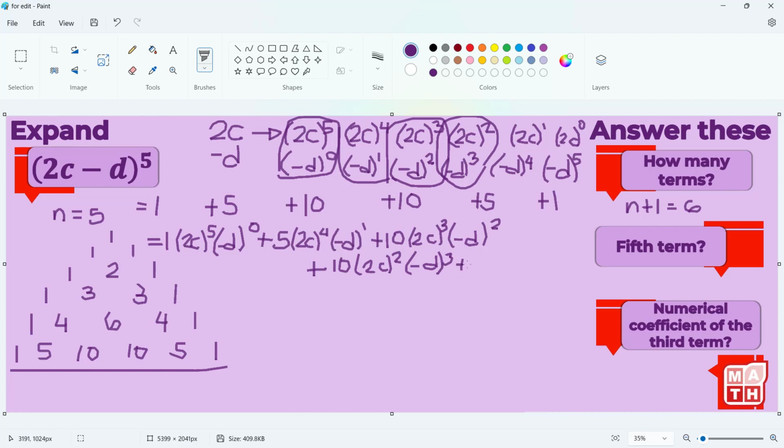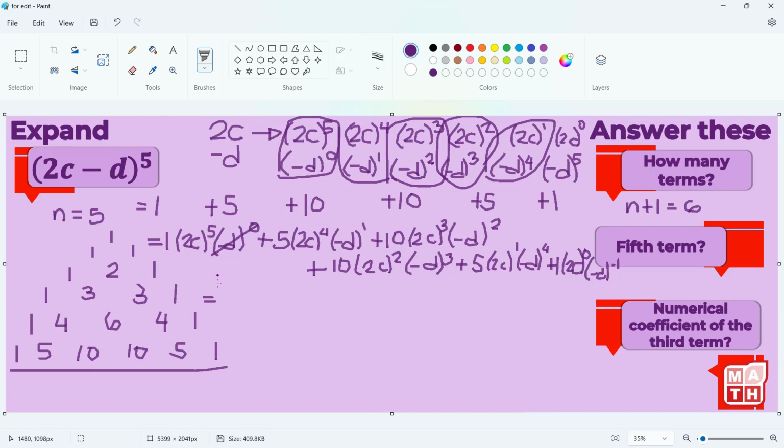Then you have here plus another 5. You have this pair. So you have 2c to the power of 1, the negative d raised to the power of 4. And finally, 1. Then you have 2c raised to 0. Pardon, our first term is 2c raised to the power of 0, and the negative d raised to the power of 5. Pardon for that. Then we do it step by step. Of course, that's 1. Any expression raised to 0 is also 1.